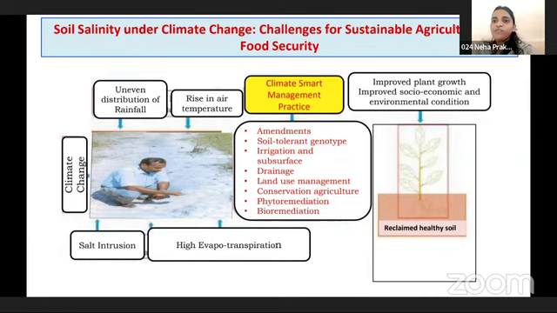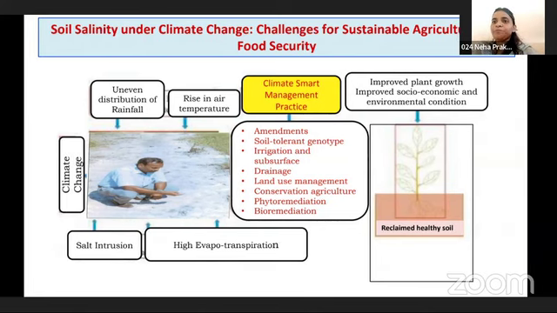Phytoremediation is one of the technologies through which we can move the salt from the soil into the plant. Phyto means plant, so we can collect that salt in the plant system. Bioremediation means that by the use of microorganisms we can remediate the soil.